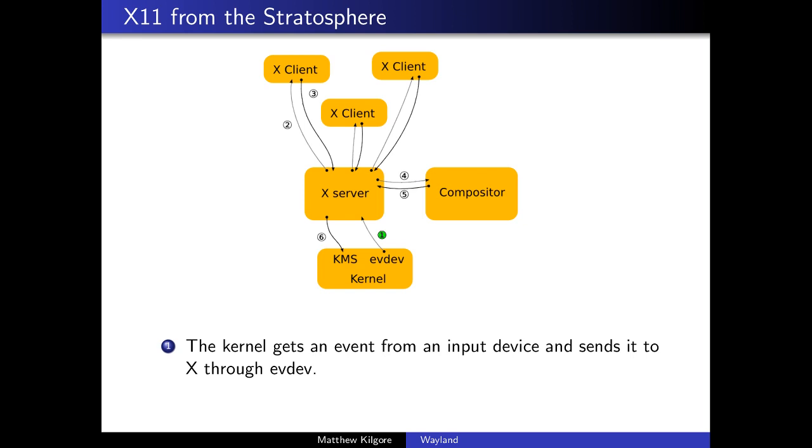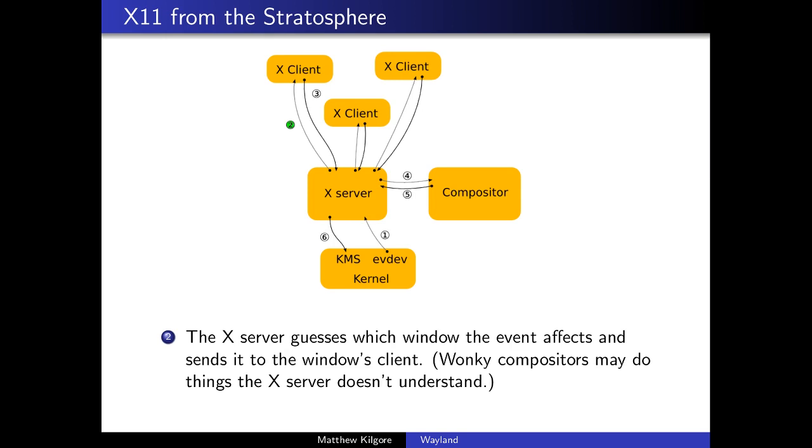It's actually very simple. So, events start when the kernel picks one up, usually through the evdev driver, and it sends it to the X server. The X server then guesses which window the event affects and sends it to that window's client. Now, if you're wondering why it has to guess, that's because of that box there called the compositor.